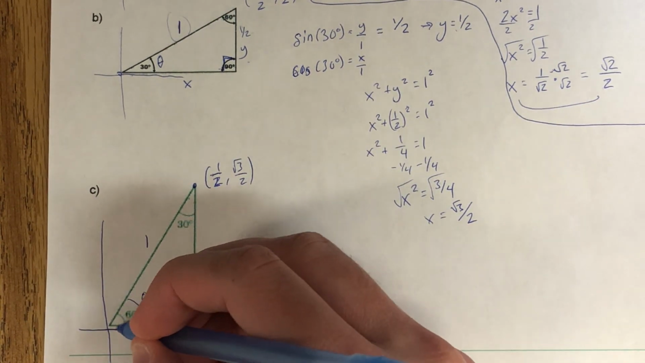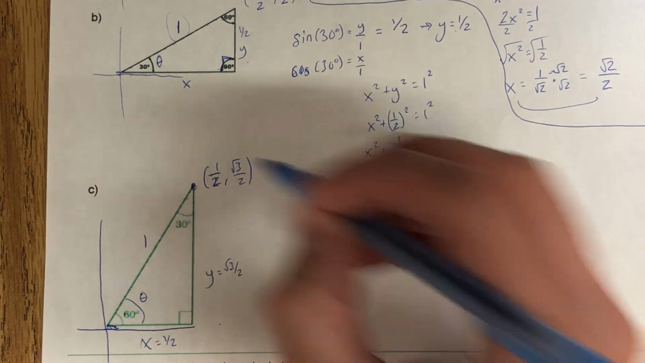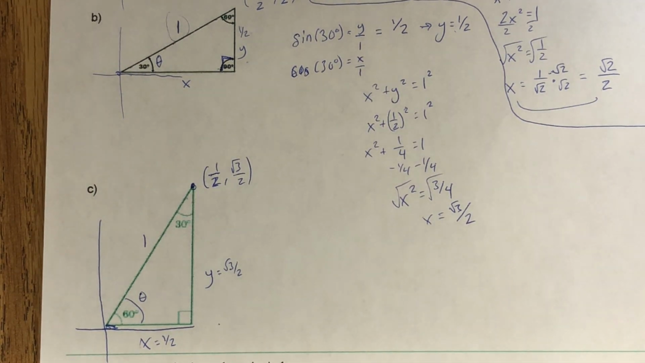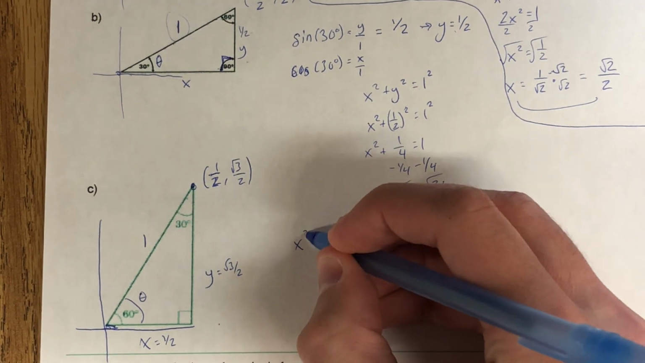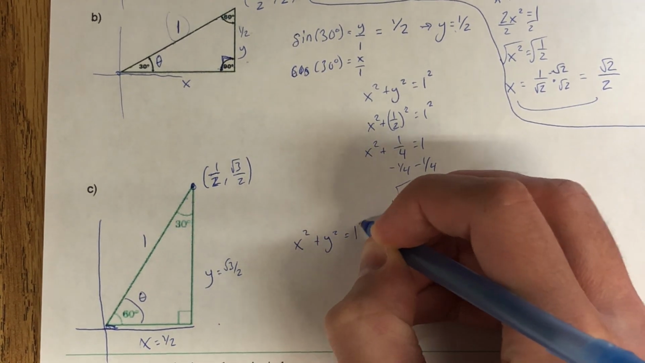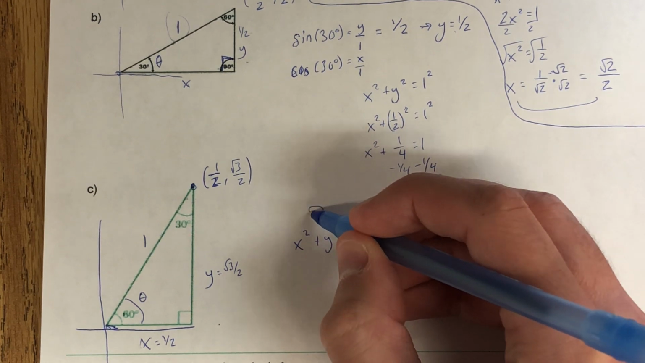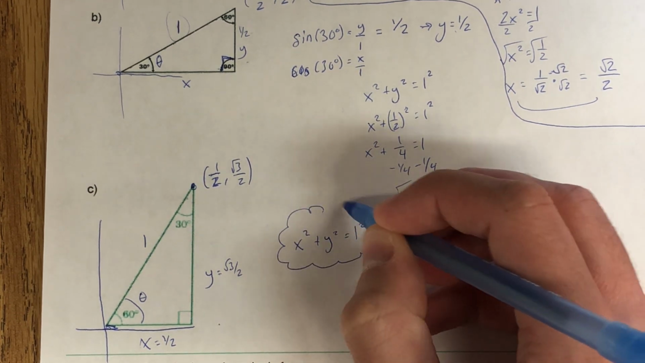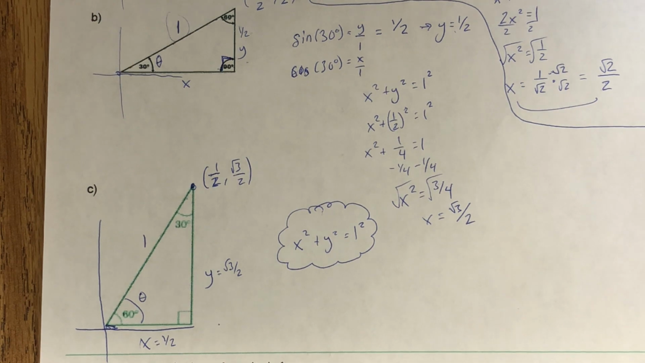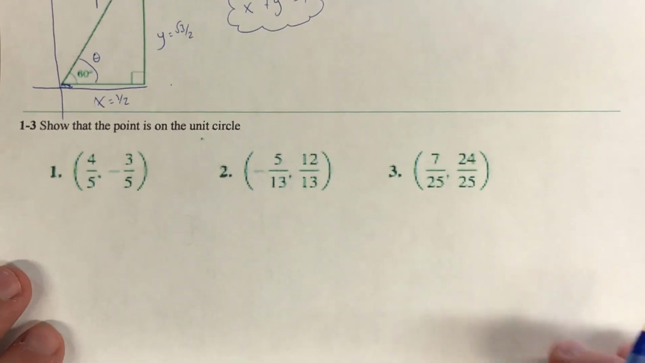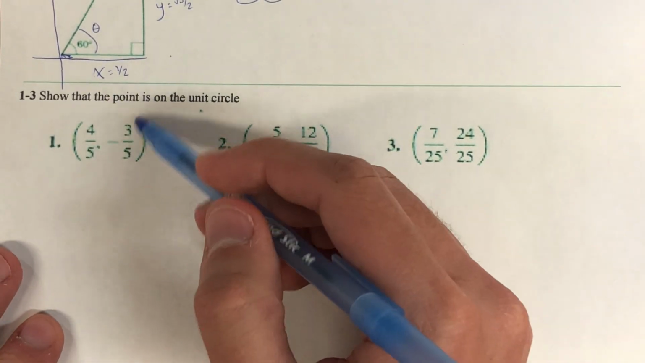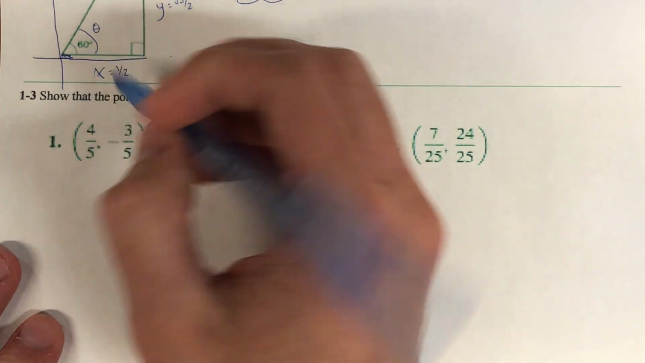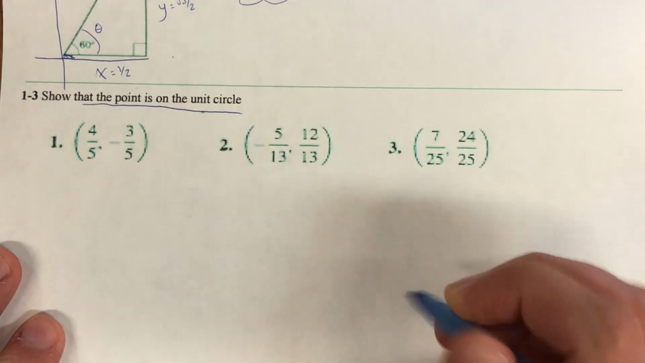Okay. So these points all kind of revolve around this Pythagorean theorem idea, that x squared plus y squared equals 1 squared. And we could always determine that points are on the unit circle by keeping that in mind. So like down here, I have 4 over 5, negative 3 over 5. So like this point, it says show that the point's on the unit circle.